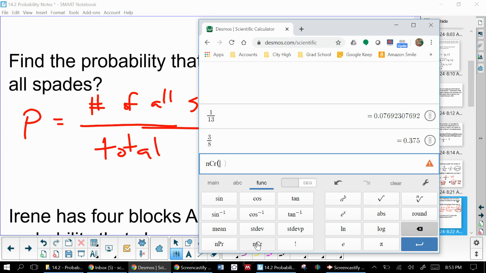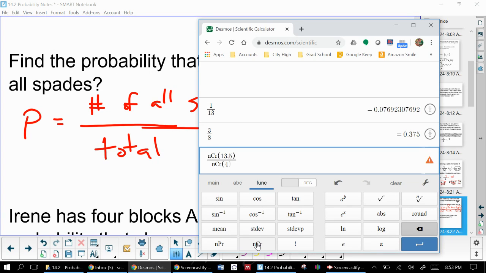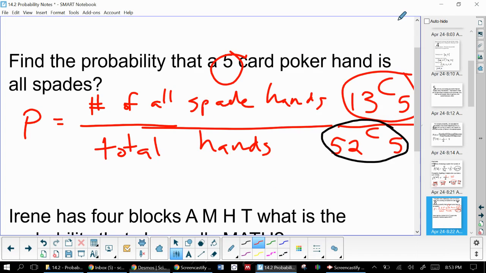We're going to do 13 choose 5, which again is just saying there's 13 total spades and we want 5 cards. And then divided by 52 choose 5, which is saying that there are 52 cards, and we're picking 5 for our hand. And so we've got this in scientific notation here, 4.9 times 10 to the negative 4, which means we're moving our decimal place 4 spaces over.